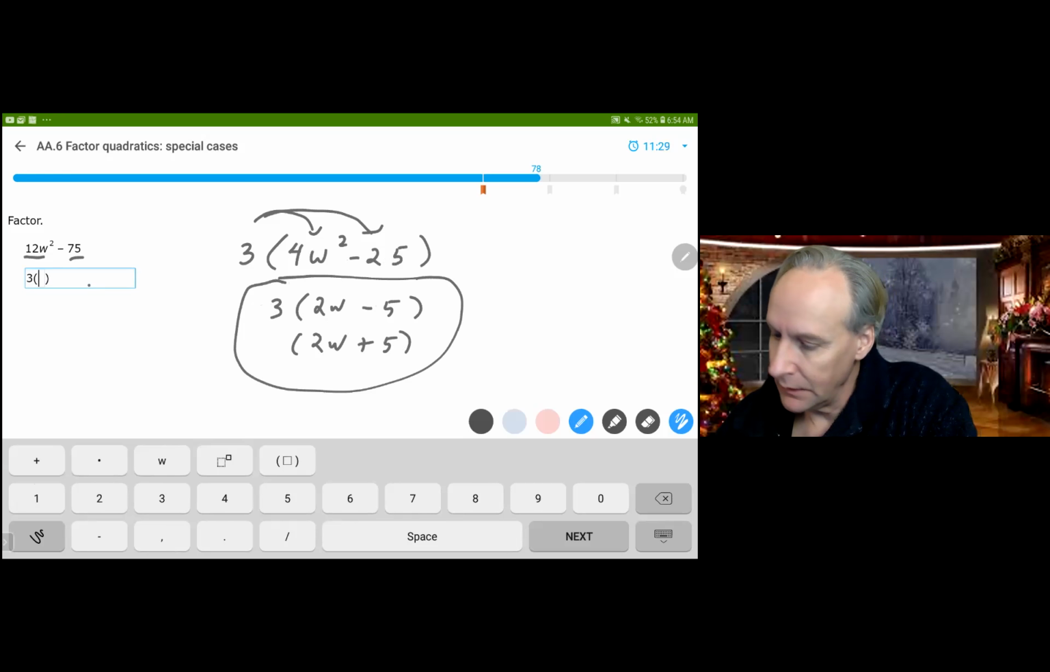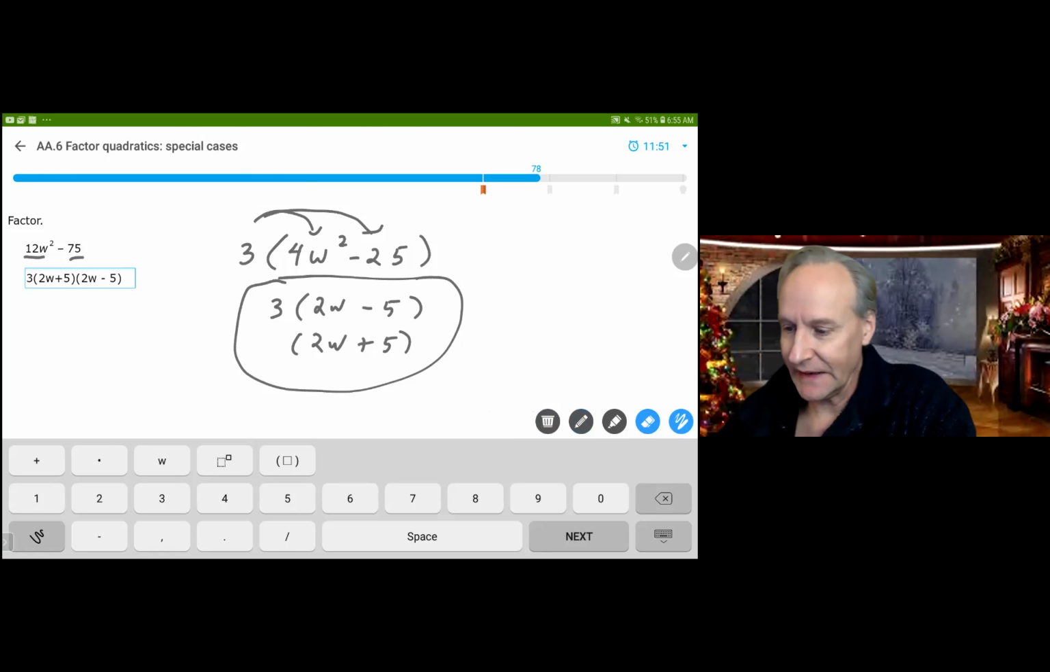3, 2w plus 5, sorry, and 2w minus 5. It's always good to check to make sure you actually are putting what you think you are. And I'll erase it so you can see it a little better. And there it is. Yeah, that's the one.